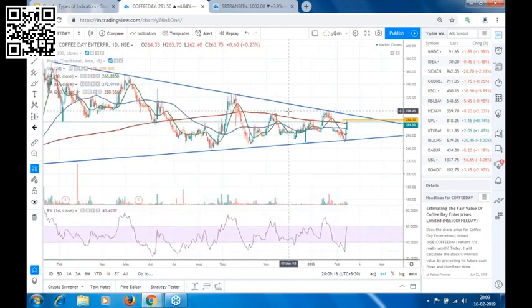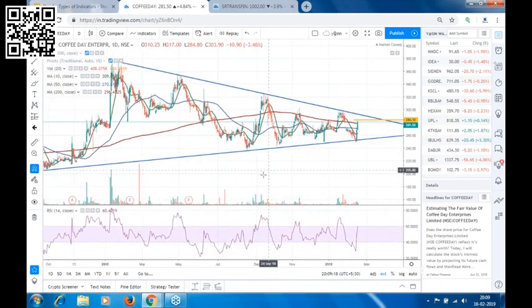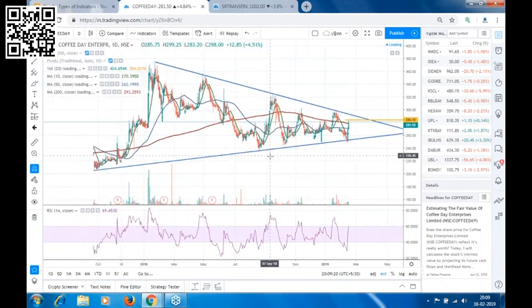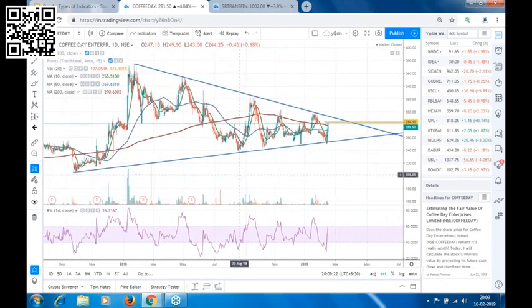Now if we see the daily chart also, you can see, as I showed you in the weekly chart, how the stock is taking resistance from the trend line and also taking support from the trend line. See, when a stock is in an upward direction, the stock makes higher highs, and when a stock is in a downward direction, the stock makes lower lows and lower highs. But in this case, the stock is making lower highs and higher lows.